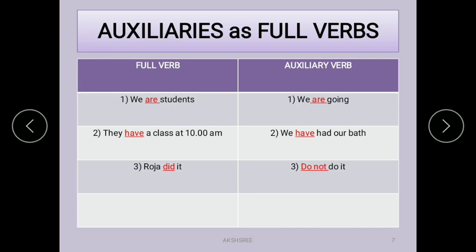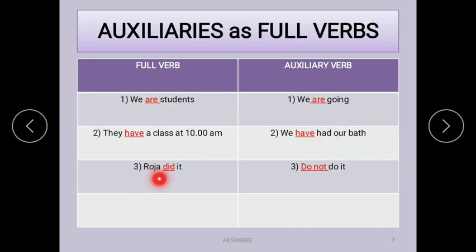Okay, second one: they have a class at 10 a.m. Here have is the full verb. Have is used as the full verb or main verb in the sentence: they have a class at 10 a.m. Next one, where have is used as an auxiliary: we have had our bath. Here have is used as an auxiliary verb to support the main verb had. Here had is the main verb. So have is used to support the main verb had.